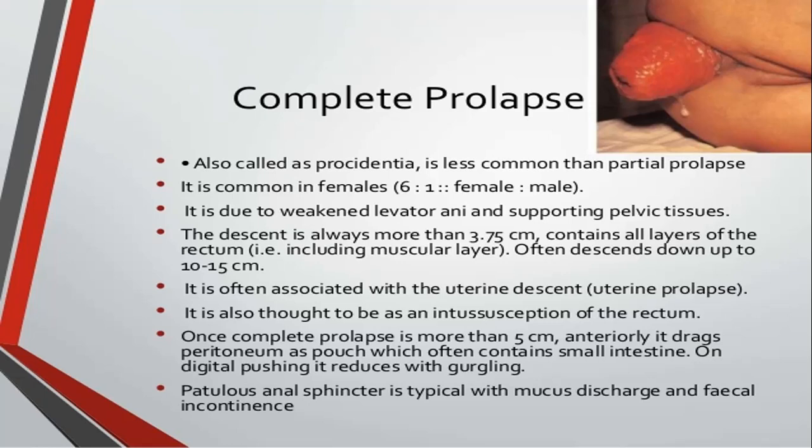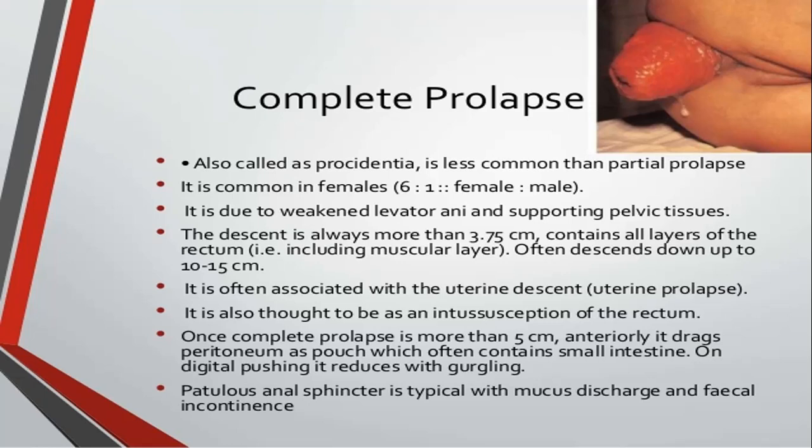Once complete prolapse is more than 5 centimeters, anteriorly it drags peritoneum as a pouch which often contains small intestine. On digital pushing, it reduces with a gurgling. So if you see a complete prolapse more than 5 centimeters, it could be a reason which causes the peritoneum to drag with itself, and in the peritoneum there would be small bowel. It can cause the gurgle sounds while digital pushing.